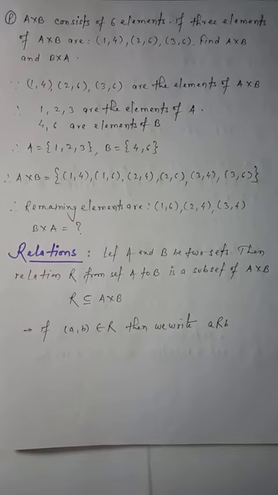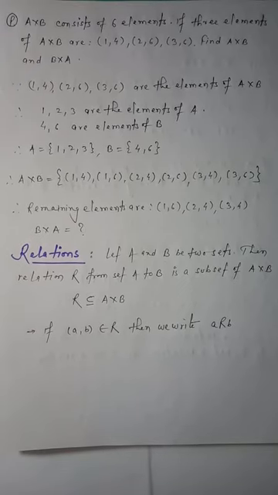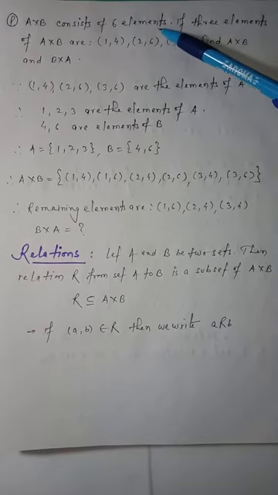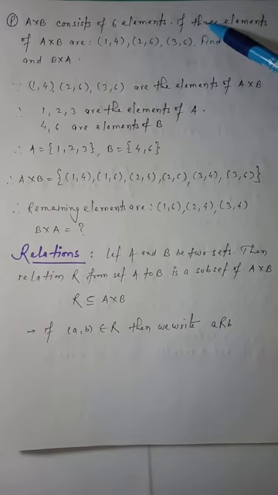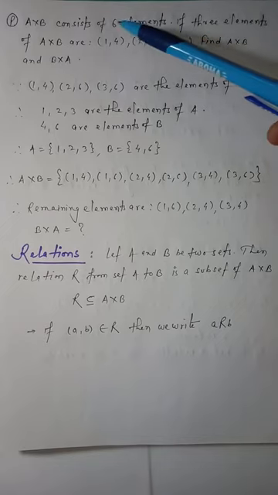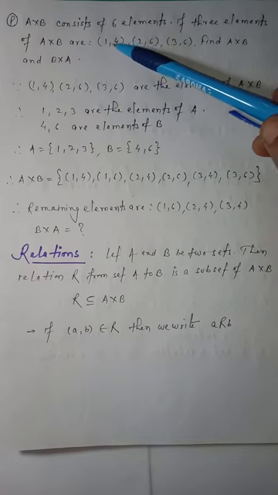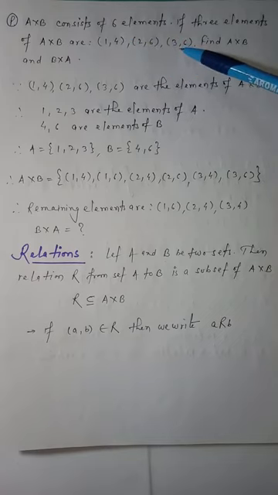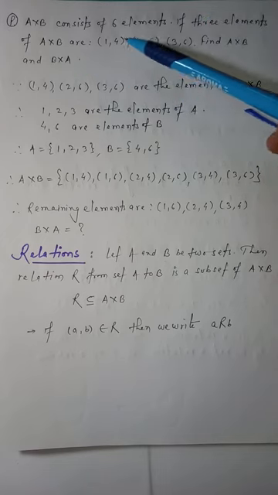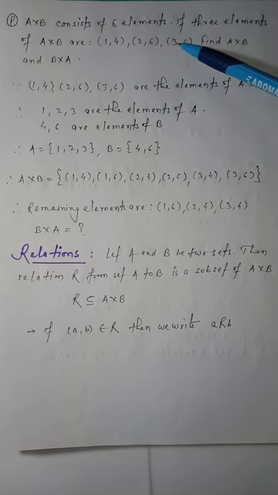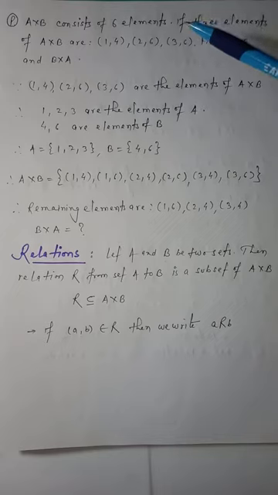There is also an interesting problem here. A cross B consists of 6 elements and we only know that 3 elements of A cross B are (1, 4), (2, 6) and (3, 6). You have to find A, B, B cross A and the remaining 3 elements of A cross B.